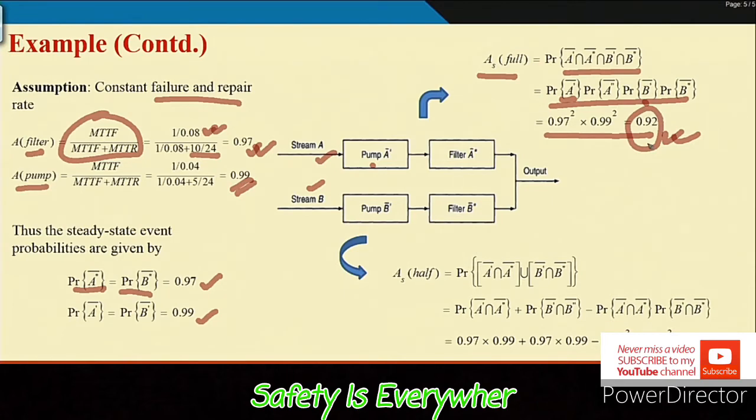So, what is the inference from this example? Inference is that the probability that the system will be available for full production is 0.92.